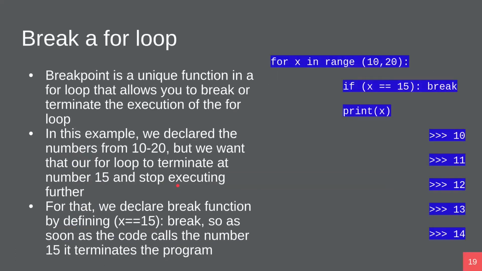So to break in a for loop, we actually use a thing called a break statement. It's a unique function in a for loop that allows you to terminate the execution of the for loop. In this example, we declared a range of numbers between 10 and 20, and if the number is the same as 15, break. So what will happen is we'll print out 10, 11, 12, 13, 14, but then when x becomes 15, break out of the loop.